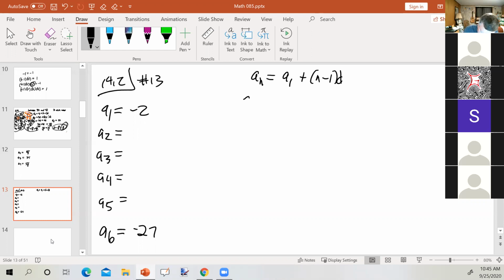So a sub 6 equals a sub 1, which is -2, plus n minus 1, well, in this case, n is 6. So 6 minus 1 times d, which again, I still don't know what d is yet.